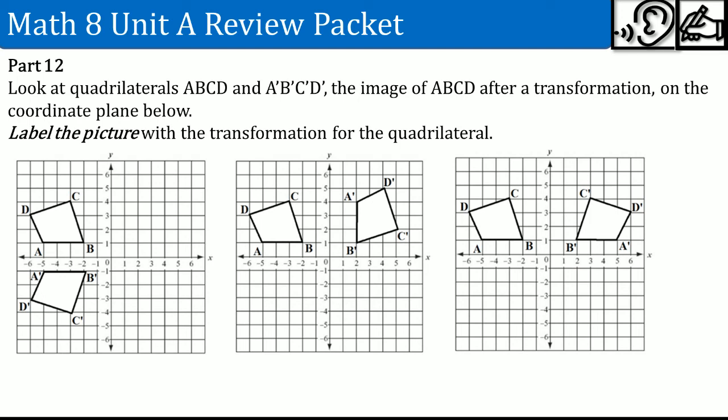Looking at the quadrilateral A, B, C, and D, and A prime, B prime, and C prime. The image of A, B, C, and D after transformation on the coordinate plane below. Label the picture with the transformation for the quadrilateral. Okay, this one looks like it is the one from before, which is just a reflection across the x-axis. Again, here you go, if you would like to see it. It reflects over the x-axis here.